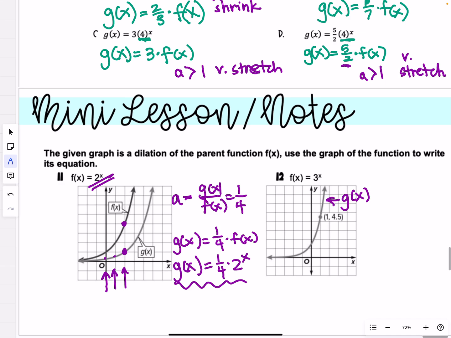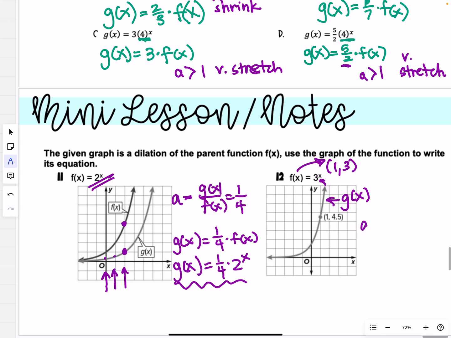Now, I only have the one graph, right? I don't have both graphs, but I could find the coordinate that corresponds to the x value of 1 for f of x by just substituting 1 in right here for the exponent. So our output would be 3. So that's for f of x, though, right?